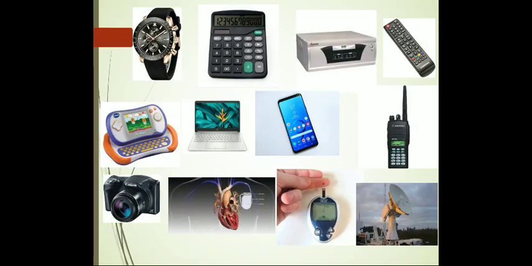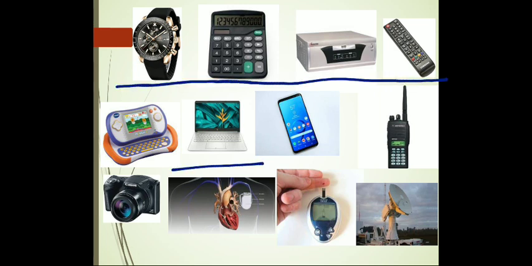Hi friends, today I am going to explain about the galvanic cell, also called the voltaic cell, which is a very interesting and important topic in electrochemistry. We are using so many gadgets in our daily life, right? For example, watches, calculators, remotes, laptops, mobiles, artificial limbs and glucose meters, etc. These devices work by utilizing electricity.